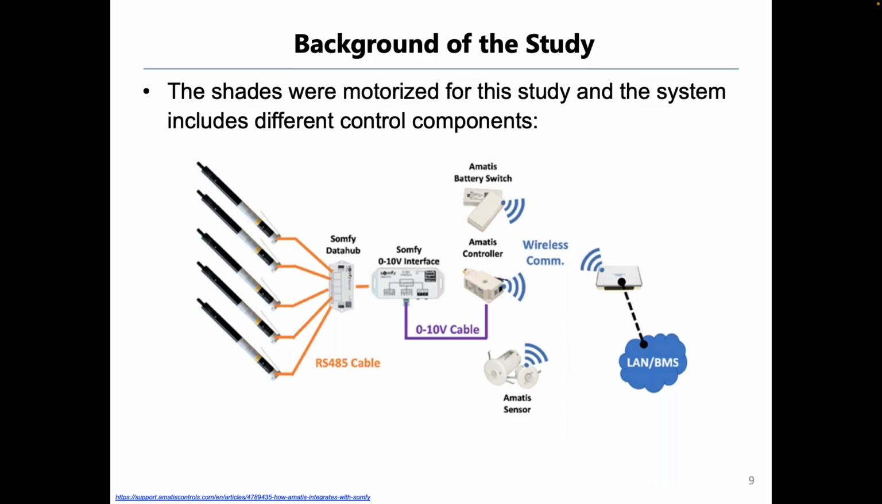In terms of how the shades are being controlled, if you look at this schematic from the control team, Amatis, basically they implemented this controller. On the left-hand side, you can see the motorized shades. They communicate data through this data hub, and the controller sends information to the data hub. These are all within the same platform, but the team also added extra layers for the controller.